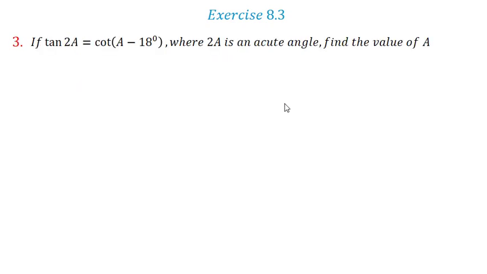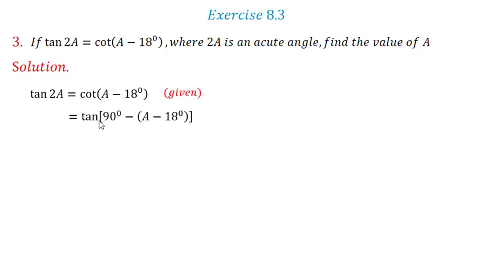Now the third question is, if tan 2A is equal to cot A minus 18 degree, where 2A is an acute angle, find the value of A. So tan 2A is given as cot A minus 18. Now I have a relation between tan and cot, right? Tan theta is cot 90 minus theta, or cot theta is tan 90 minus theta. So I can convert cot into tan or tan into cot.